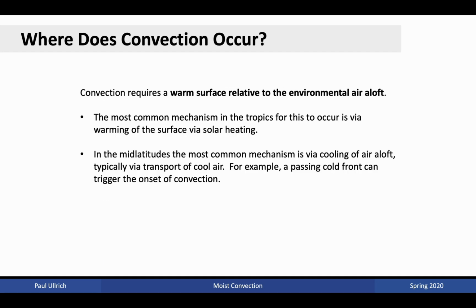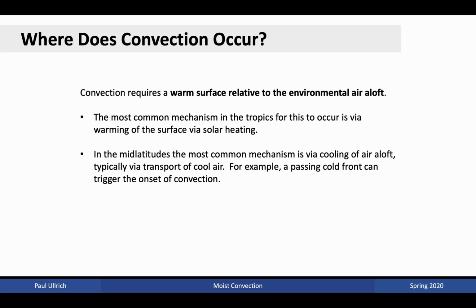All right, so where does convection occur? Recall, convection occurs where a warm surface is significantly warmer than the environmental air aloft. The most common mechanism in the tropics for this to occur is via warming of the surface via solar heating. In the mid-latitudes, on the other hand, there is another mechanism which commonly gives rise to convection. Recall, in these regions, we typically have cooler overall surface temperatures compared to the tropics and less moisture availability.